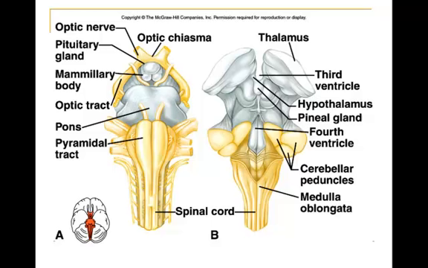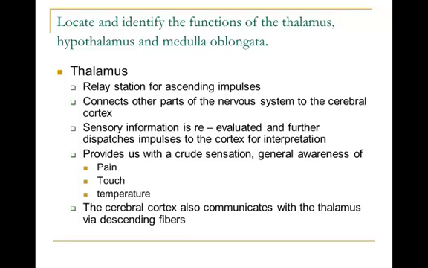So the thalamus, okay, so here we can take a look here. This is the thalamus area. And it's a relay station for ascending impulses coming up from the periphery, ascending, so must be sensory, and connects other parts of the nervous system to the cerebral cortex. So let's go over there. So they're ascending, going up to the cortex.